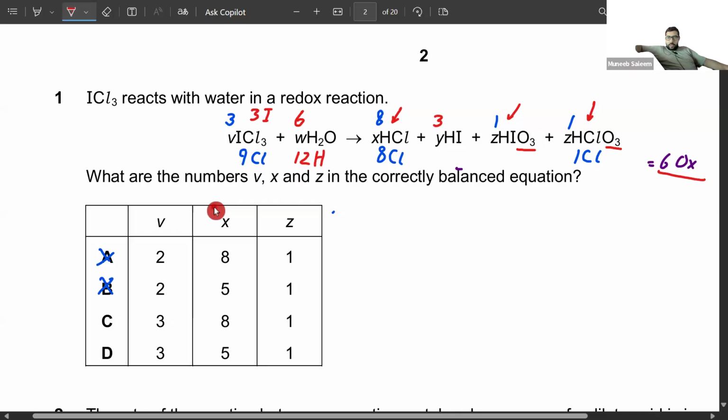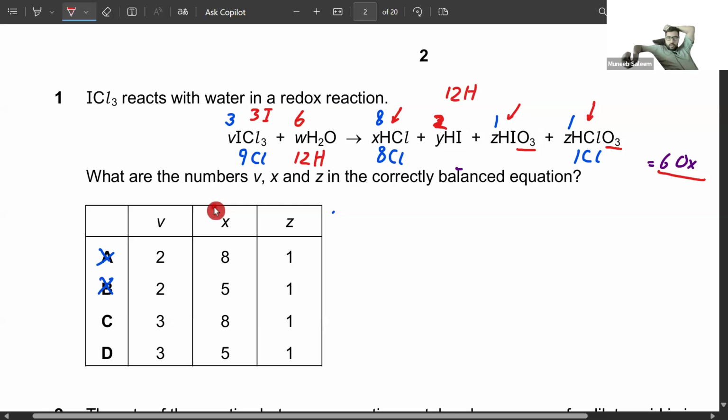So this will give me 8. I will put 2. So 2 is here. Now 8 plus 2, 10 plus 2, 12. 12 hydrogen atoms, they are also balanced in this way. And 12 hydrogen atoms on the product side, 12 hydrogen atoms on the reactant side.